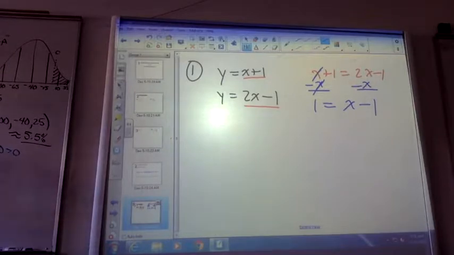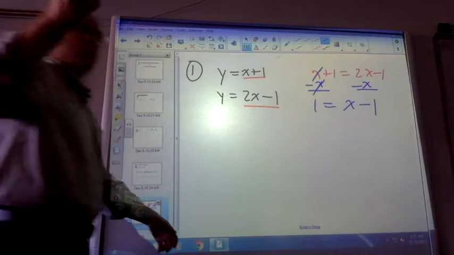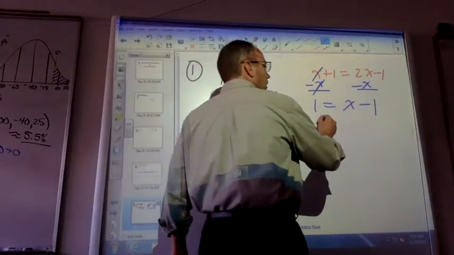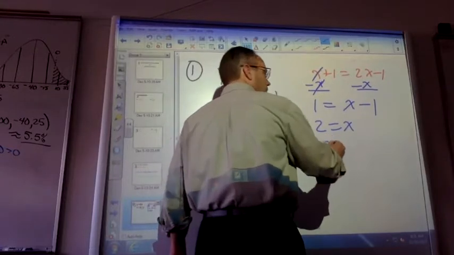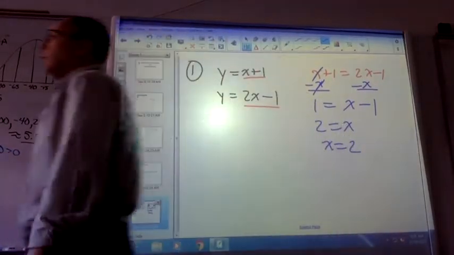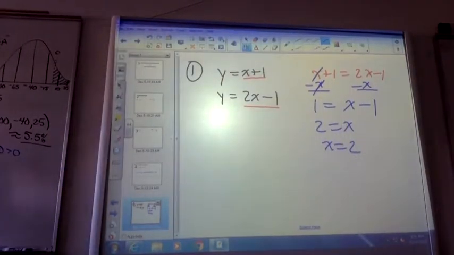So what am I going to do to get x all by itself now? I'm going to add 1 to both sides. So what does x have to equal? I know that 2 is equal to x, but then what else? So yeah, when you subtracted the x, you're basically just getting rid of the 2.